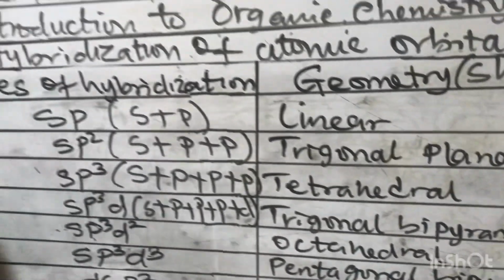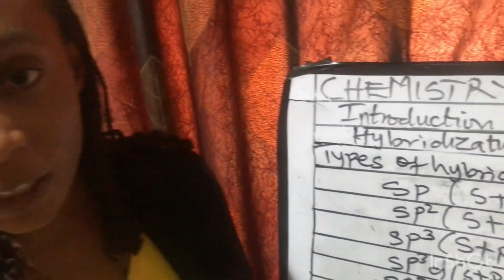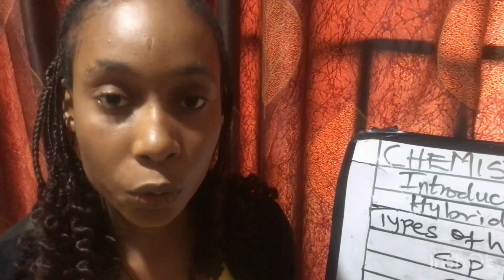In my next class, we'll be talking on three types of hybridization, which are sp, sp2, and sp3 hybridization.